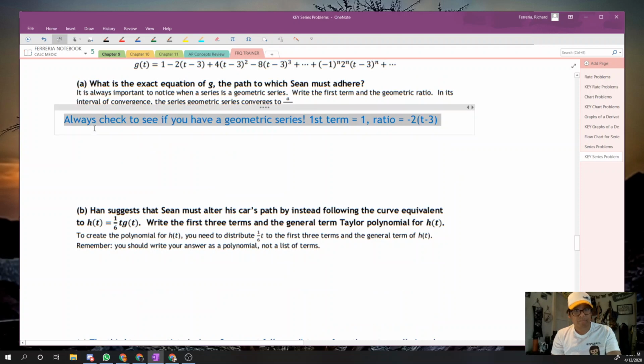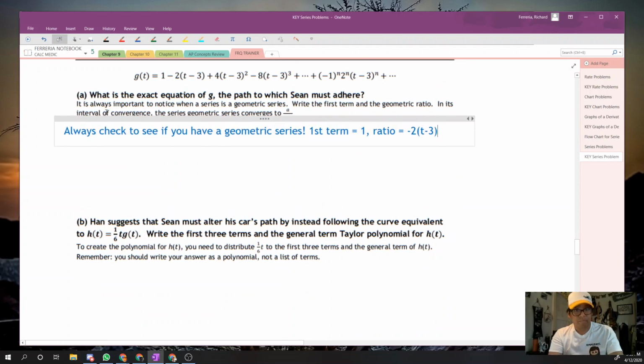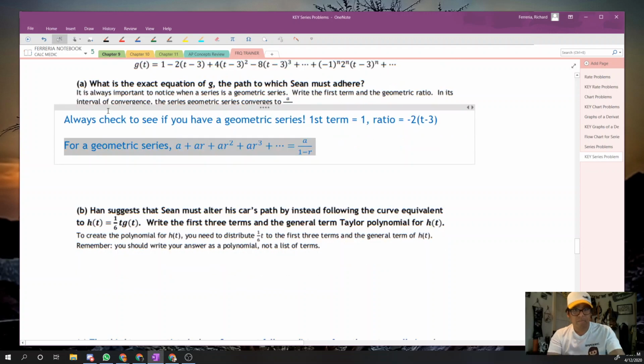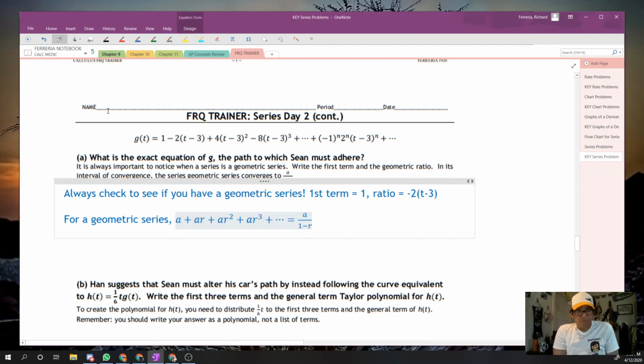For example, a geometric series or a geometric sum is always equal to the first term over 1 minus the ratio. So you will notice in the previous line I have written that the first term is 1, clearly, and the second term is -2t minus 3. It's always nice with a geometric series when the first term is 1, because then that second term automatically turns into the ratio. Anyways, we know what the first term is. We know what the geometric ratio is.